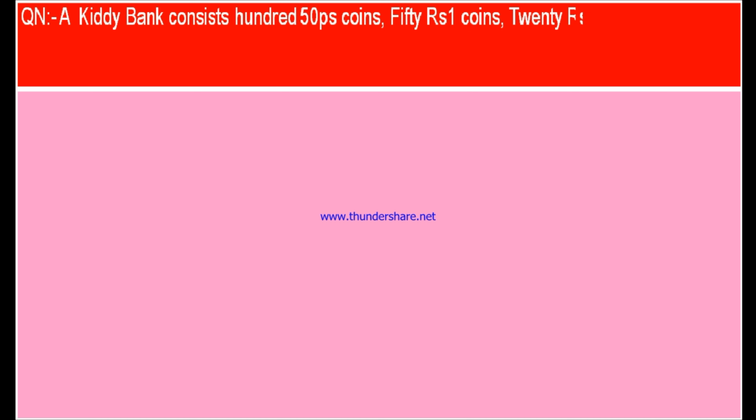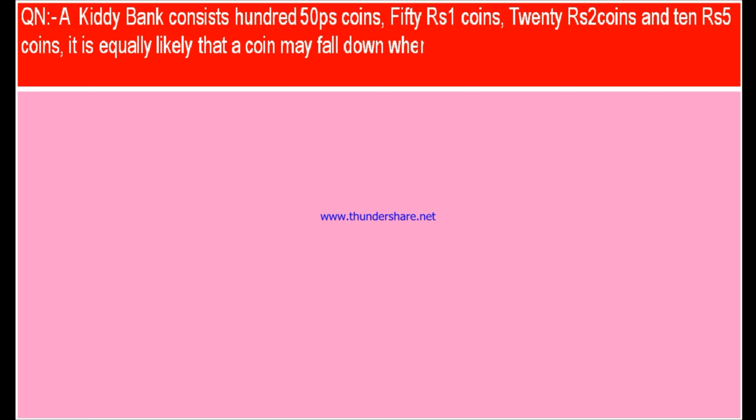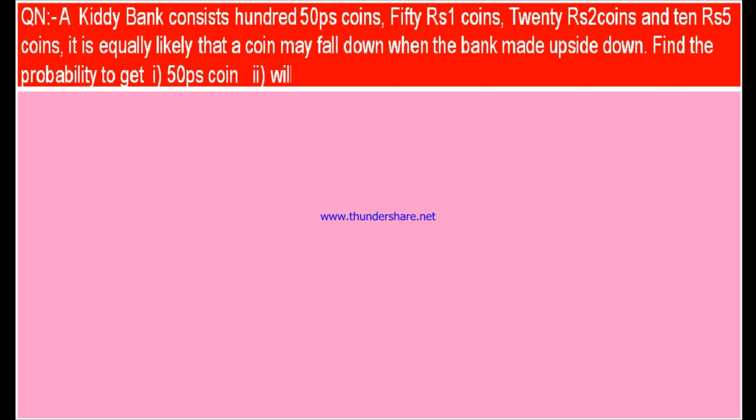Here is the second question. A kiddie bank consists of 100 50-paise coins, 50 1-rupee coins, 20 2-rupee coins and 10 5-rupee coins. And it is equally likely that a coin may fall down when the bank is turned upside down. Then find the probability to get a 50 paise coin, and find the probability to not get a 5 rupee coin.